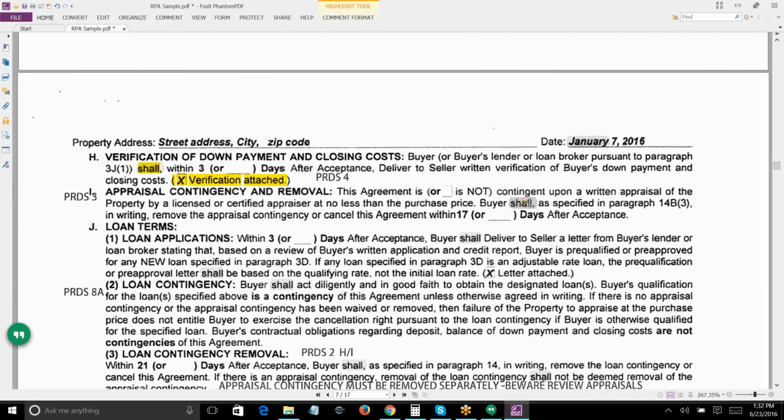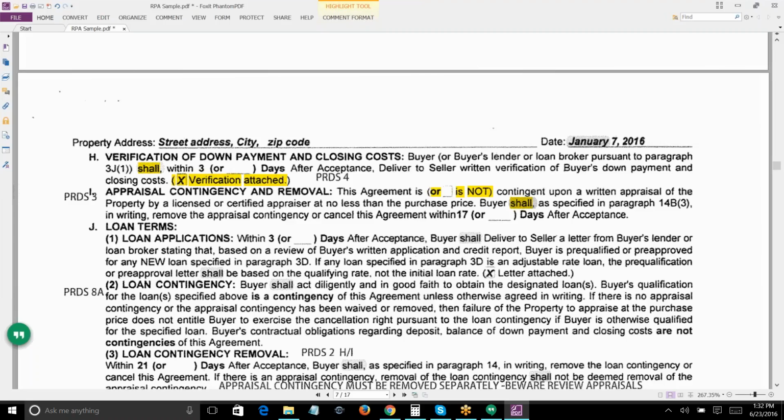Appraisal contingency. There's another "shall." I'm going to go ahead and click on these. Is not contingent. If you have appraisal as a contingency, it's going to be a weaker offer. If you don't have appraisal as a contingency, there's a risk.